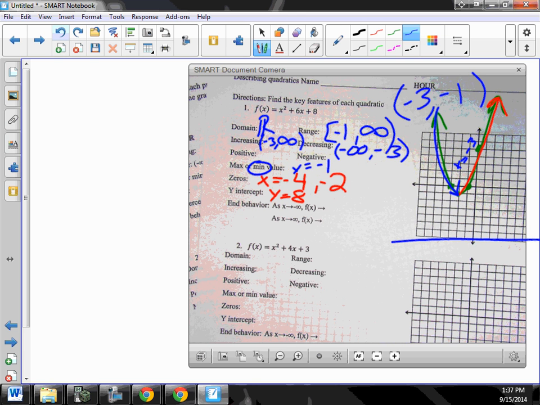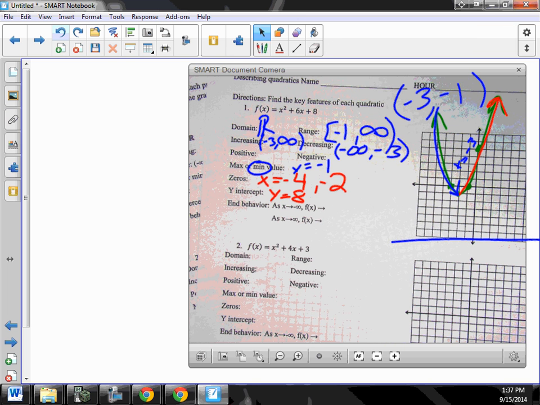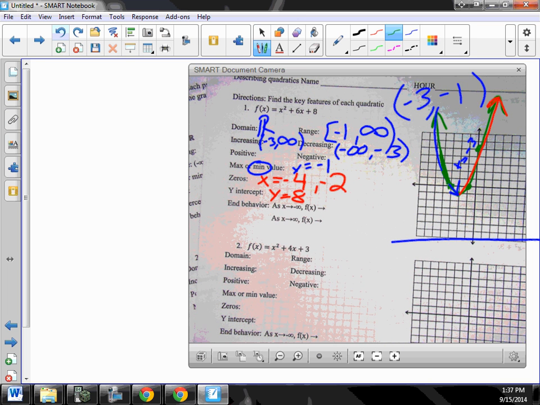Okay. Positive is a little bit tricky. This piece here is positive, and this piece here is positive, which means this piece down here is negative. Where does it switch from positive to negative? What x value switches us from a positive y to a negative y? -4. Where does it switch back from negative to positive? -2. So it changes at the two roots.